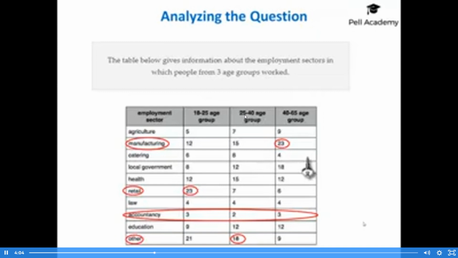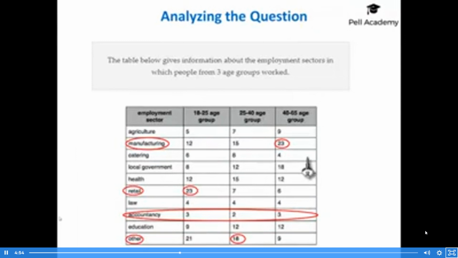Okay, so this first one, manufacturing. You can see 23% here is the highest percentage for the oldest age group. 23% is the highest percentage for the youngest, and 18% is the highest percentage for the middle age group. That's what I've done with manufacturing. Retail and other are the highest percentages for each of the categories. And all of accountancy is circled because these percentages, 3, 2, and 2, are actually the lowest for all 3 categories, so that's quite significant again. Those 4 items are what I'm going to use in my overview.